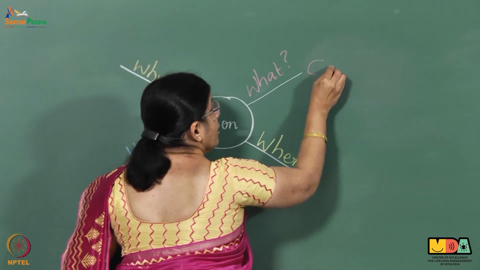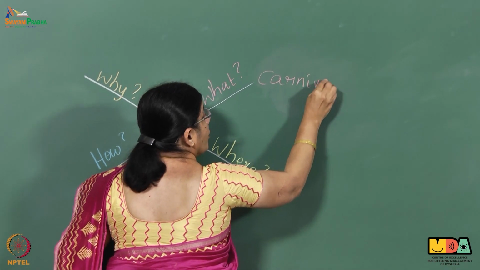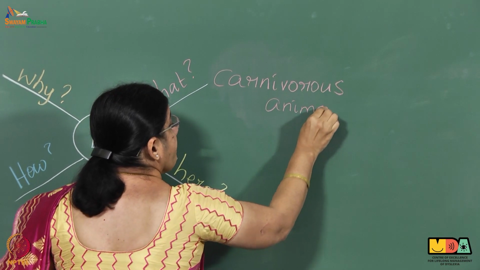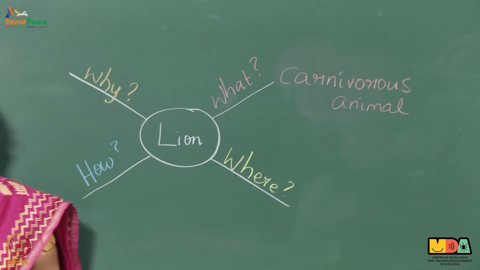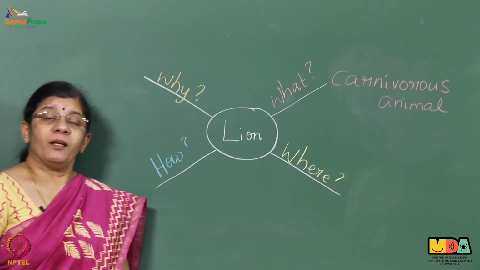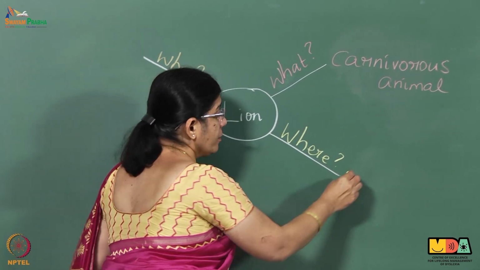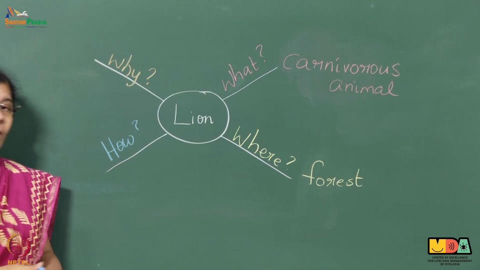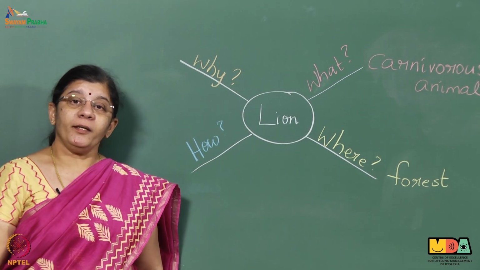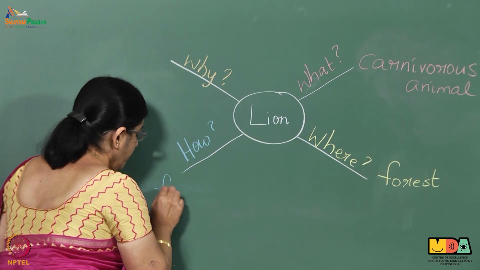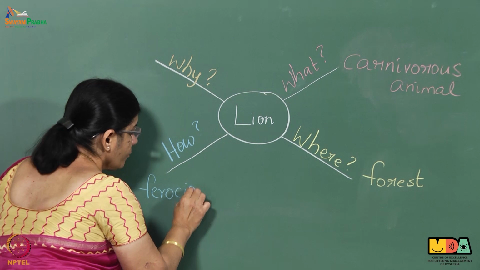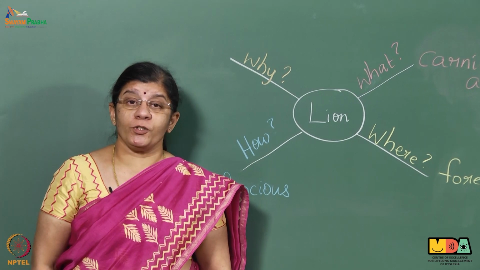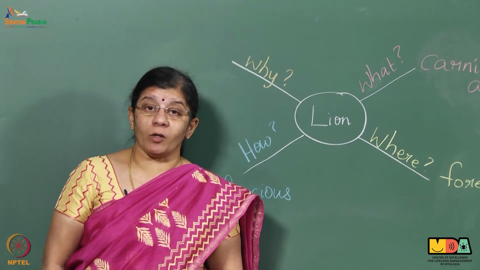It is a carnivorous animal. Where does the lion live? Lion lives in the forest. How does the lion look? It looks ferocious. Why does the lion look ferocious? It looks ferocious because of its sharp claws and teeth.